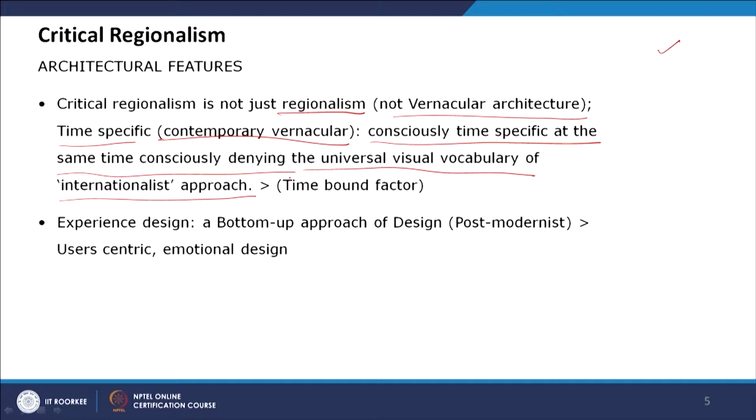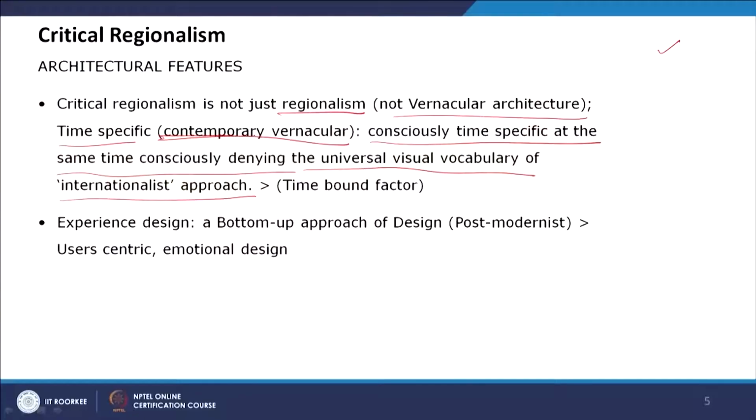So it's a time bound factor, because this is denying the internationalist style which was going just before that, but it was also taking the spatial factor into account. So the local context is coming as a spatial factor, and the time bound context is coming as a temporal factor. So these two spatio-temporal factors are changing the vernacular design into a contemporary vernacular design. So this contemporary part is there.